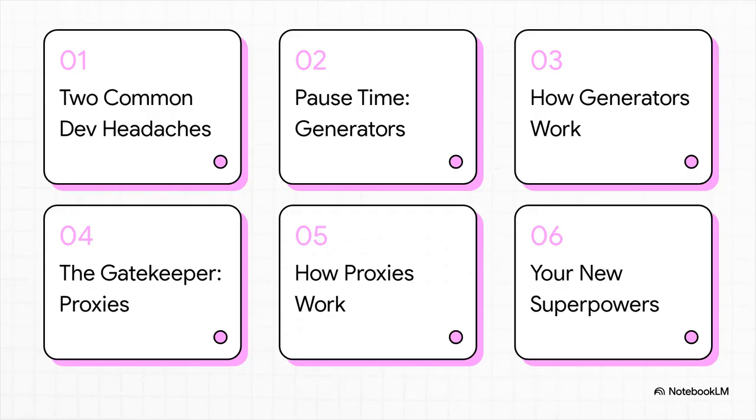Okay, so here's the game plan. We're going to start with a couple of common headaches that every developer faces. Then we'll dive into our first solution, generators. After that, we'll tackle the second problem with our other secret weapon, proxies. And by the end, you'll have some serious new programming superpowers.